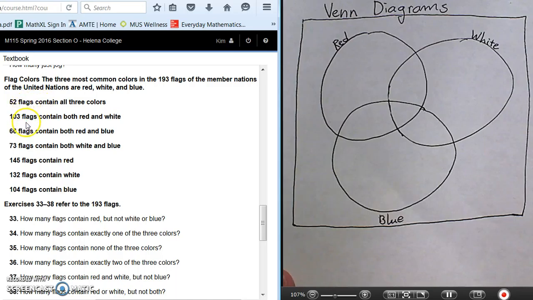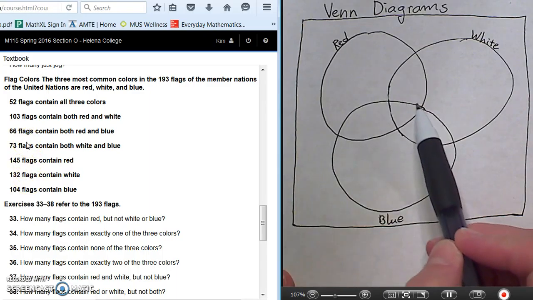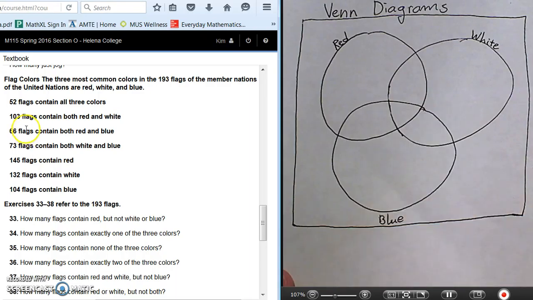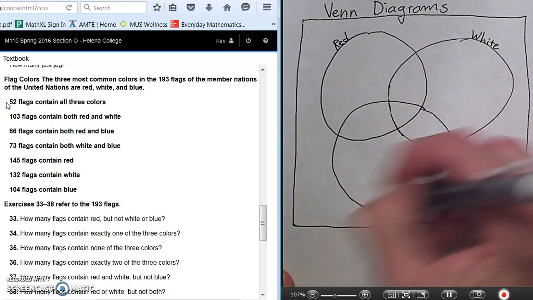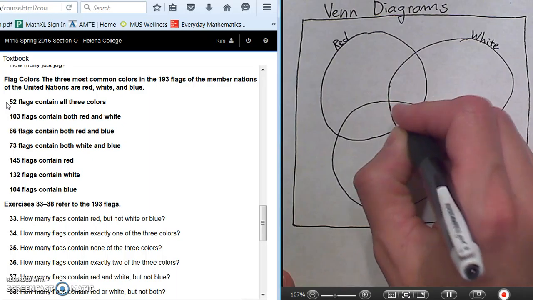Then there are 7 different details about how many flags contain various colors. I always start off with the information that talks about the center. Sometimes it is right off the bat in the beginning, and other times it's at the very end. In this problem, it's right at the beginning. 52 flags contain all 3 colors. That means where all 3 circles overlap, I need to put the number 52.